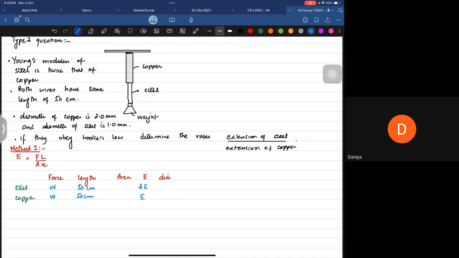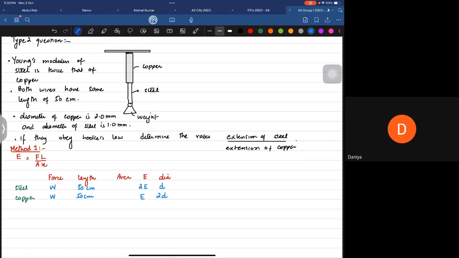Now you see what I was saying. Young's modulus of steel is twice that of copper, so I've written it like that. And then basically you need to worry about the diameter. You see, the diameter of copper is 2, diameter of steel is 1. Can I say if the diameter of steel is d, then copper has 2 times the diameter of that? Do you guys agree?